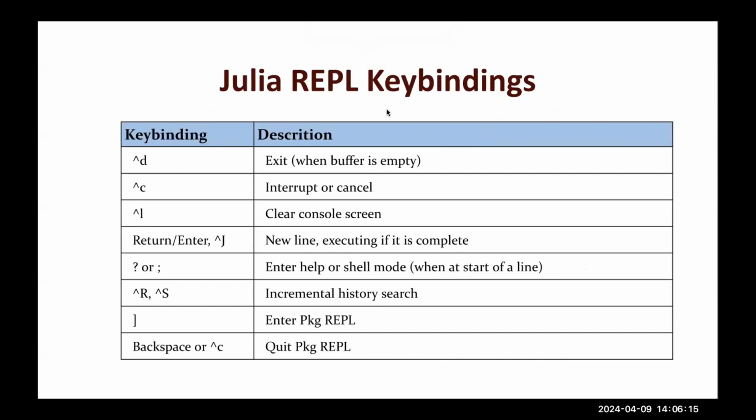For example, the one I used is the package mode. When I try to install any package with a right square bracket, you can use this to enter the package REPL. You can use the backspace to go back to the original REPL, or you can use a shell REPL, or the help REPL. You can use a question mark or semicolon. It's more or less like using the help function to give you some online documentation.